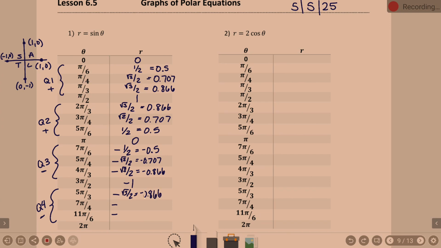Sine of 7 pi over 4, negative square root of 2 over 2. And sine of 11 pi over 6, negative 1/2. What about the sine of 2 pi? It's 0, yes? Be smart. 2 pi is the same angle as 0. So that should come up, but it's just kind of our ending point as we connect these points. Okay? So, there we go.